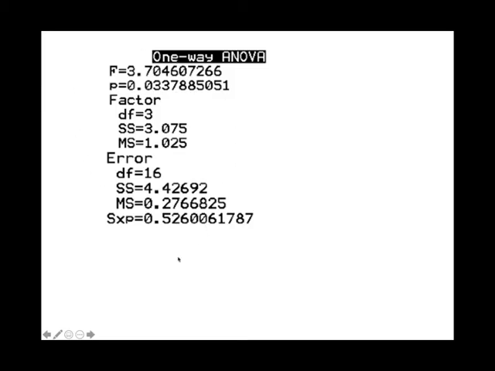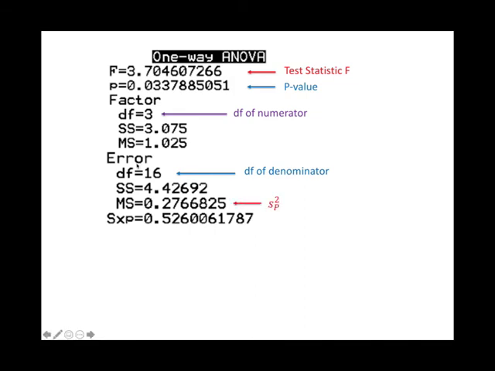Okay, this is how we got it from my calculator. One more time. First one, F. This is talking about the test statistic, the F. Second one, this is your P value. Under the factor, the degree of freedom, that will be the numerator. Under the error, the degree of freedom, that will be the degree of freedom of denominator. One more here, under the error, the MS, this is talking about the mean of the sample variance. Okay, the mean of the sample variance.